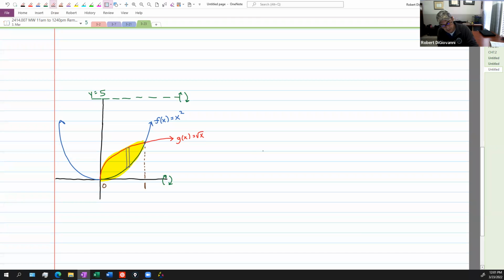All right, I'm going to start drawing this. I'm going to start with my rectangle over here. I've got my g function on top, that's root x. I've got my f function on the bottom, that's my x squared. I've got my x-axis here. My axis of rotation is up here.